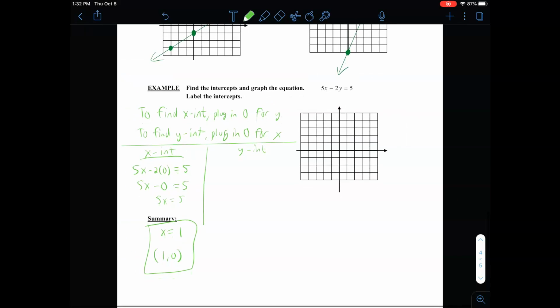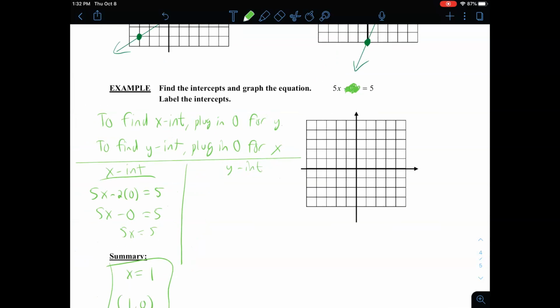So that's the x-intercept. But like I said, if you're looking for the x-intercept, just cover up the y. You can see I'm drawing it over here. Just cover up the y, and you'll have 5x equals 5. You can solve it. If you're looking for the y-intercept, you cover up x, you get negative 2y equals 5, and you can solve it. But if you want to go the long way and write it all out, that's a good way too.